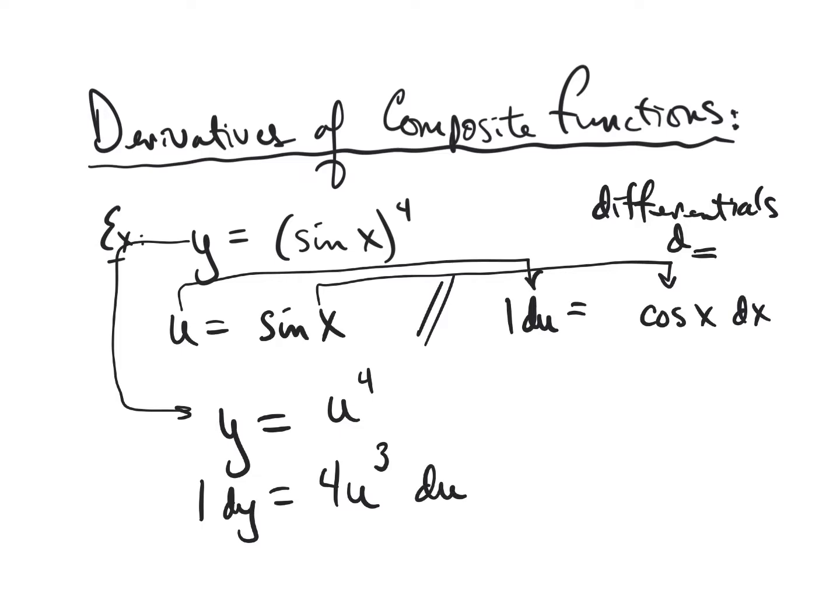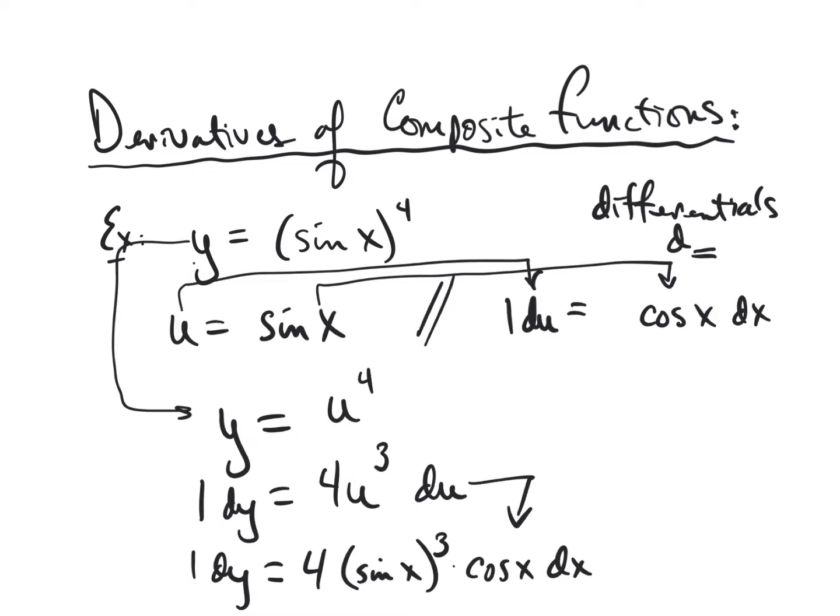Now, since our original problem started off as y in terms of x, we want our answer to be in terms of dy's and dx's. And of course, right now we're in terms of u's and du's. So we need to switch back, and we switch back by replacing u with what it's equal to. Going back up to the substitution, u is equal to sine of x. But we also have to replace du with what it's equal to.